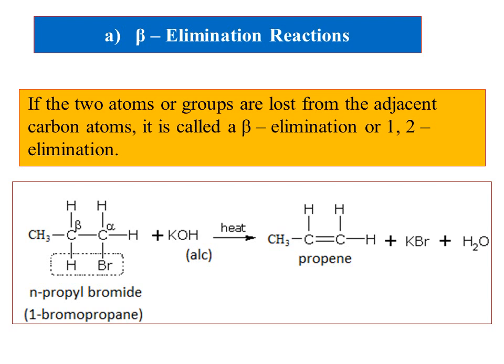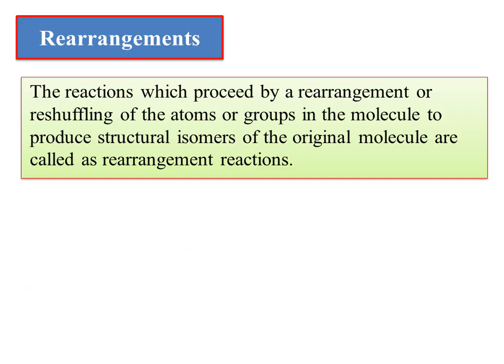So consider the dehydrohalogenation of n-propyl bromide with alcoholic KOH to form propene. Here the elimination is taking place between two adjacent carbon atoms. One hydrogen is eliminated from one carbon and bromine is eliminated from the other carbon. Both the carbon atoms are adjacent to each other. This type of reaction we are going to call beta elimination.